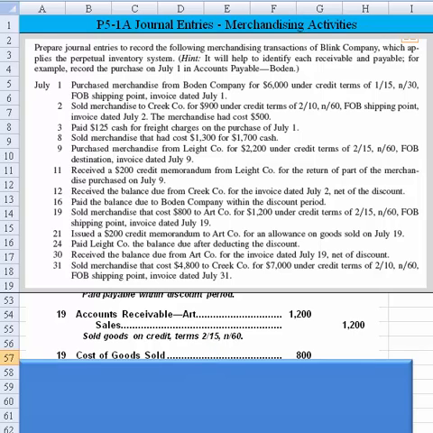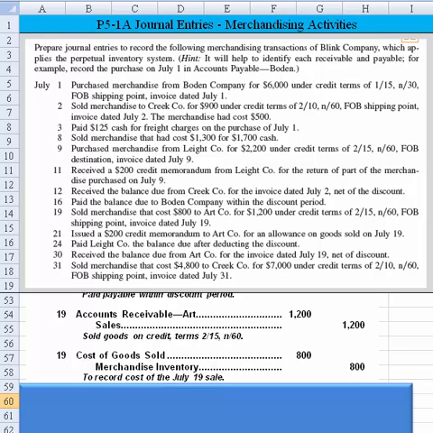Okay, so here on the 19th, we show the sale. We show the sale of the $800 for $1,200. Right? It cost us $800, so we record the debit to accounts receivable, the credit to sales, and then we need to record the cost of sales for $800 and the reduction in merchandise inventory of $800. Okay, so the second entry transfers the cost from the balance sheet, that's why it's credited, to the income statement.